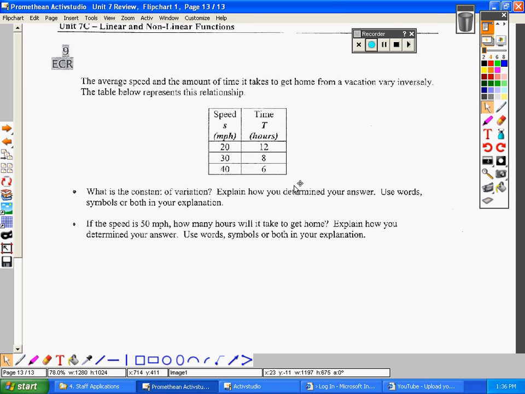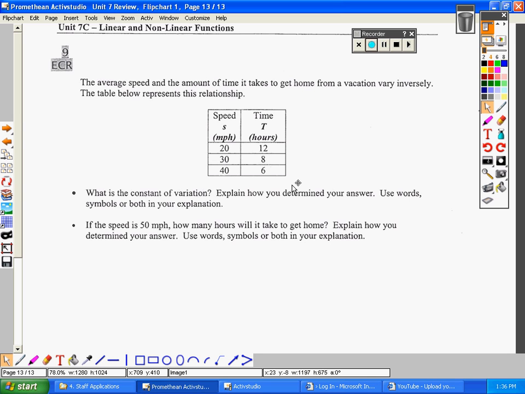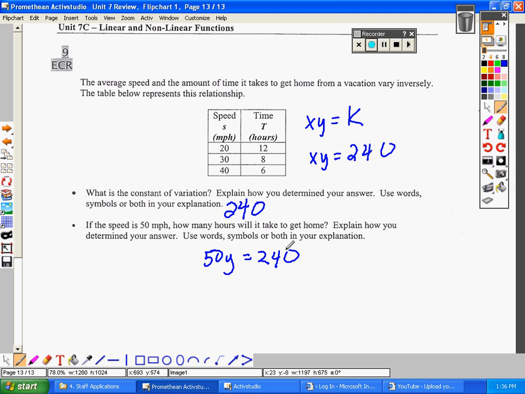The average speed and the amount of time it takes to get home from vacation varies inversely. So remember, that means xy equals k. So to find k, I'm just going to take any old value of xy and do 20 times 12. And you get 240. So the equation is xy equals 240. The constant of variation is 240. And you could talk about how you multiplied. Now, if the speed is 50, you're going to say 50 times y equals 240. Divide by 50, and it's going to take you about 4.8 hours to get home.